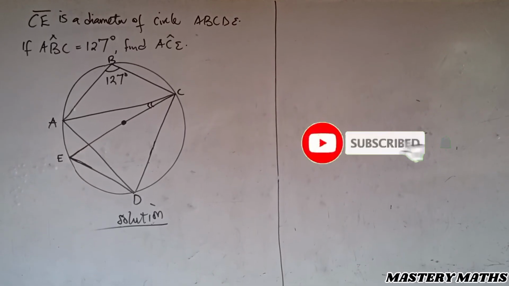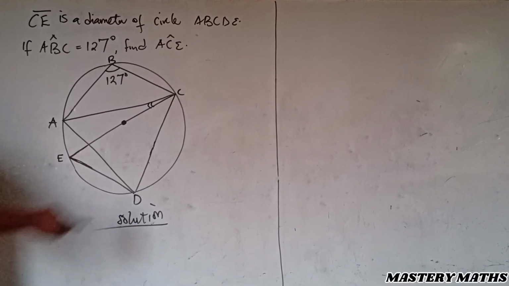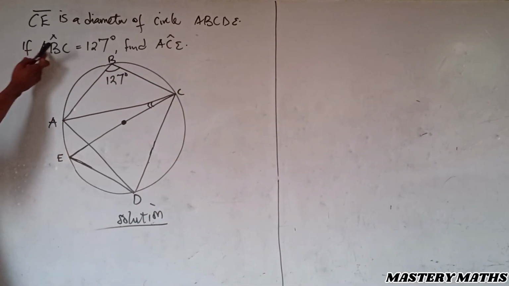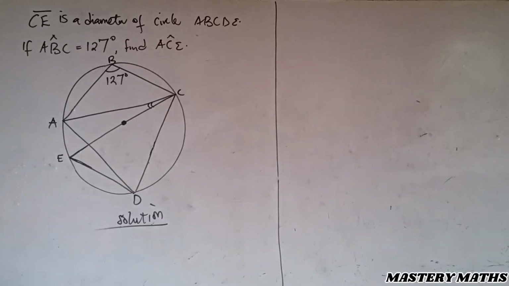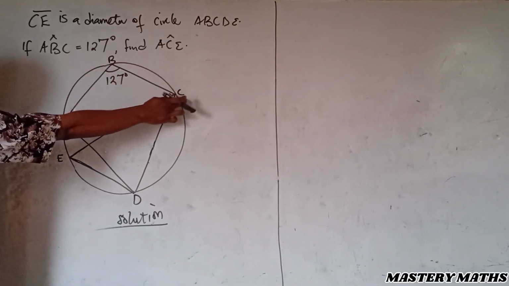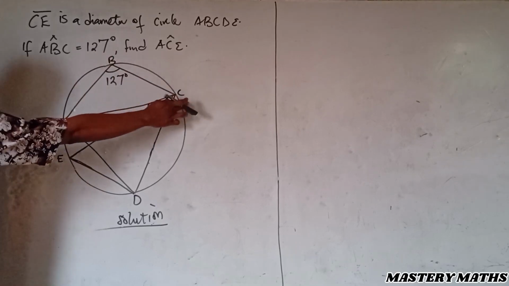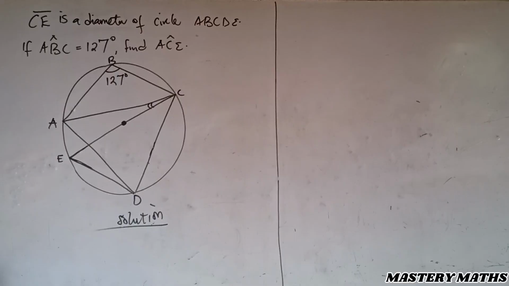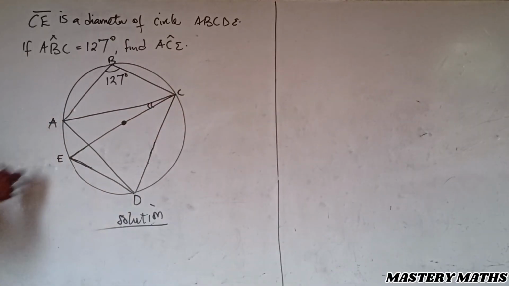On the board, you have CE as the diameter of a circle A, B, C, D, and E. If angle ABC is equal to 127 degrees, find ACE. On the board, you have a circle geometry in which the angle B is given. You have your ABC, angle B given. In all, you have A, B, C, D, and E, and you are being asked to look for A, C, E.